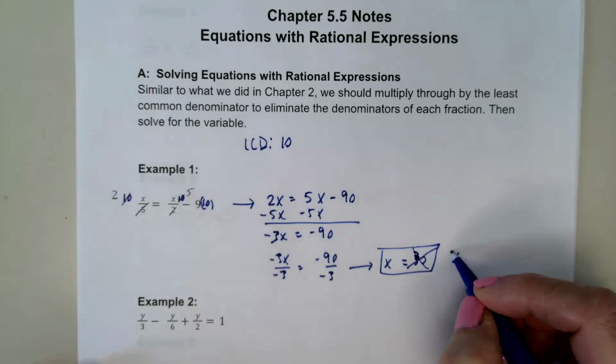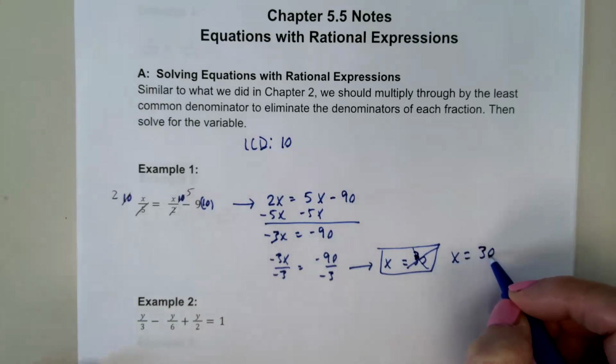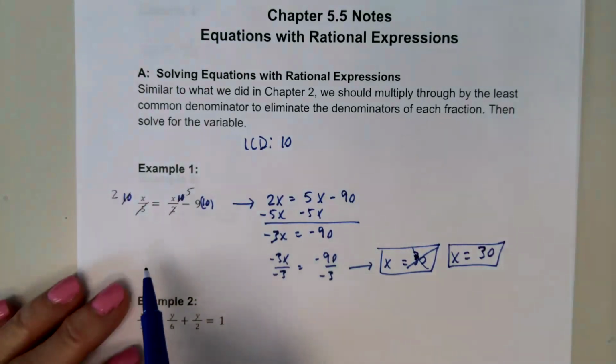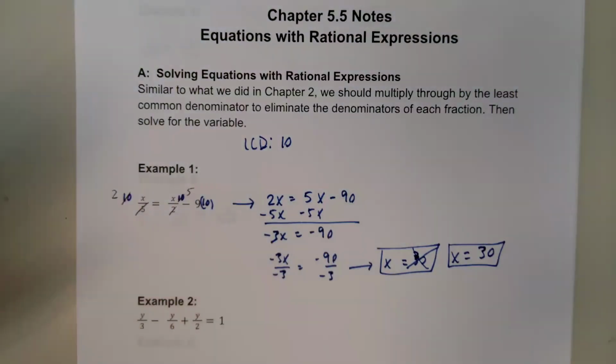X equals 30. And there are no exclusions because x is in the numerator, so there's nothing to worry about.